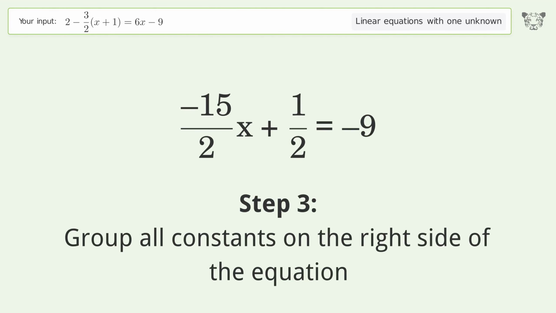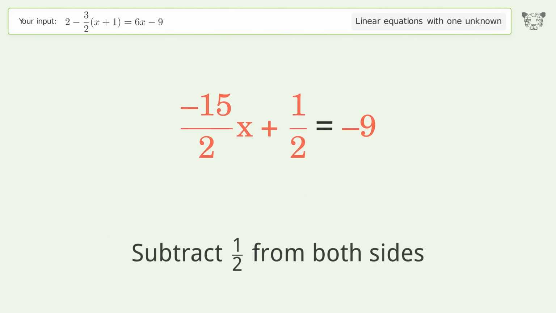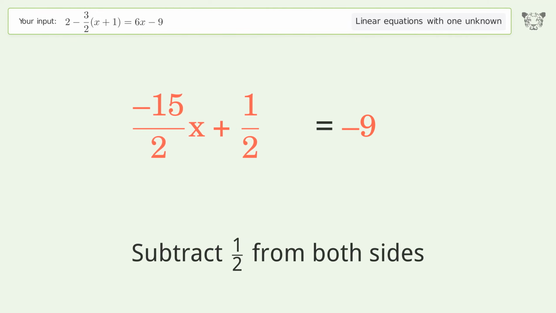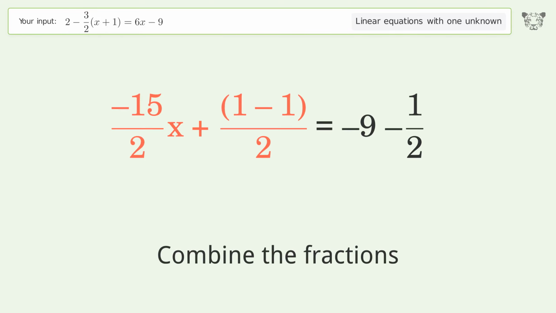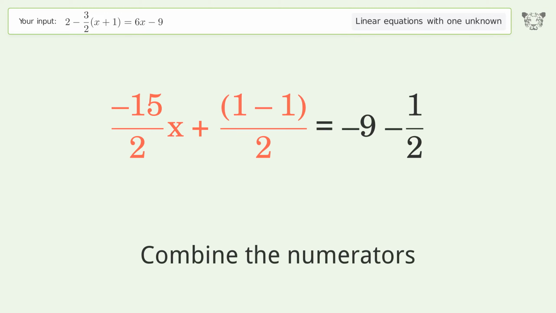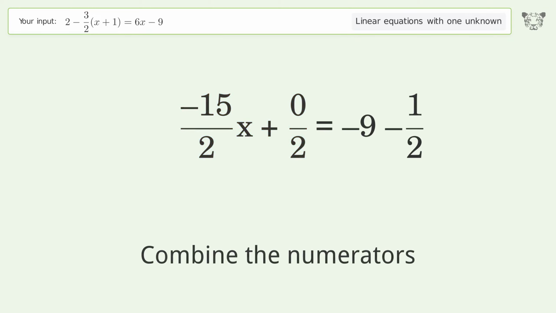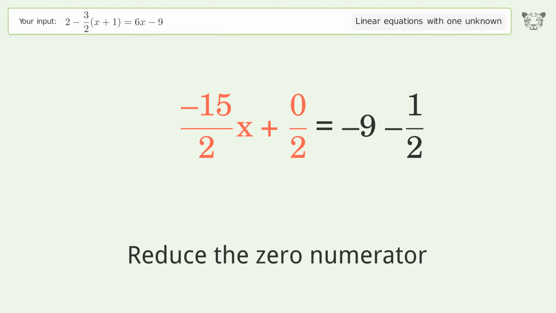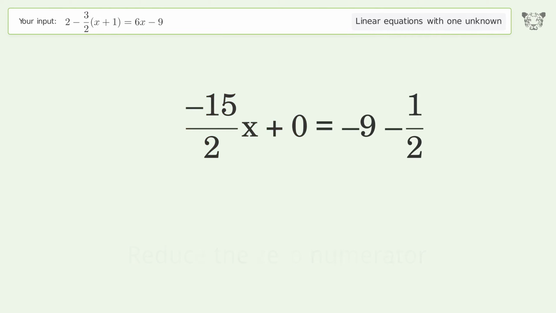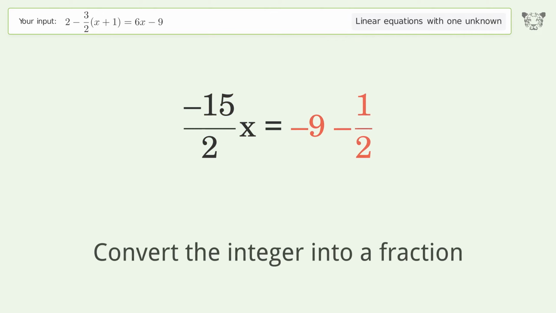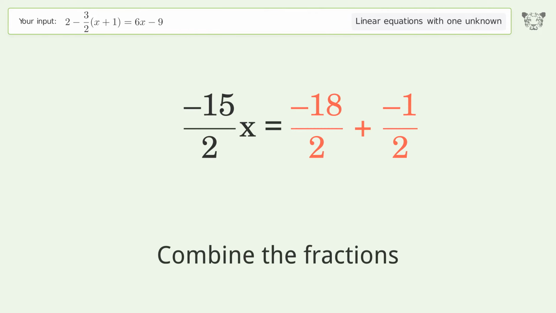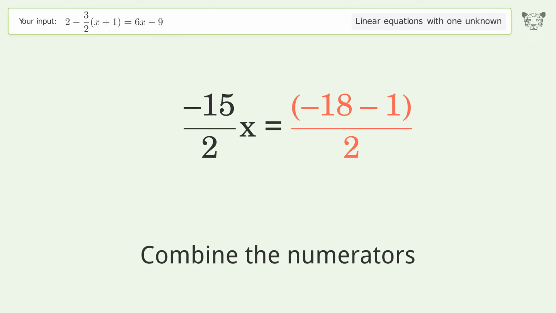Group all constants on the right side of the equation. Subtract 1 over 2 from both sides. Combine the fractions. Combine the numerators. Reduce the zero numerator. Simplify the arithmetic. Convert the integer into a fraction. Combine the fractions. Combine the numerators.